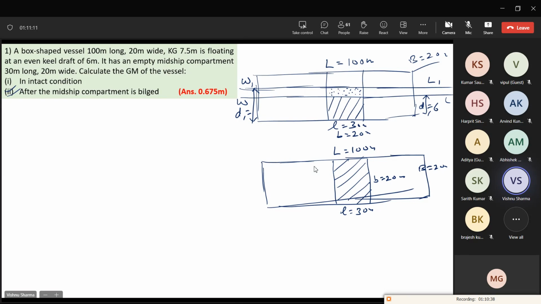Guys, any doubt on the two diagrams that I have made? They hold the key to the entire solution. Are the two diagrams clear? Yes, sir, clear.